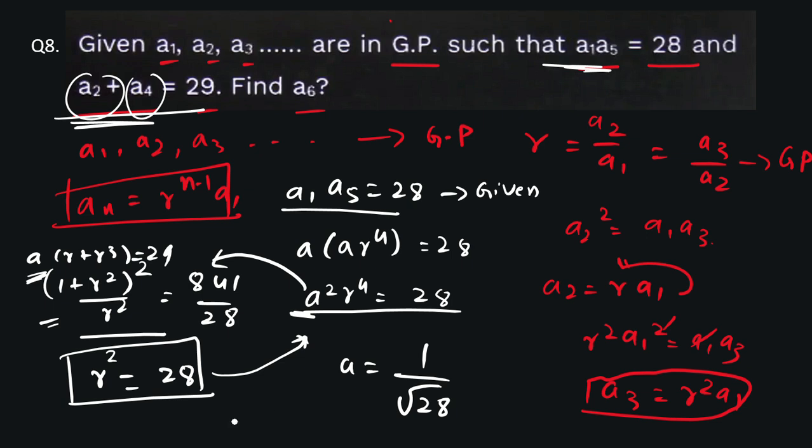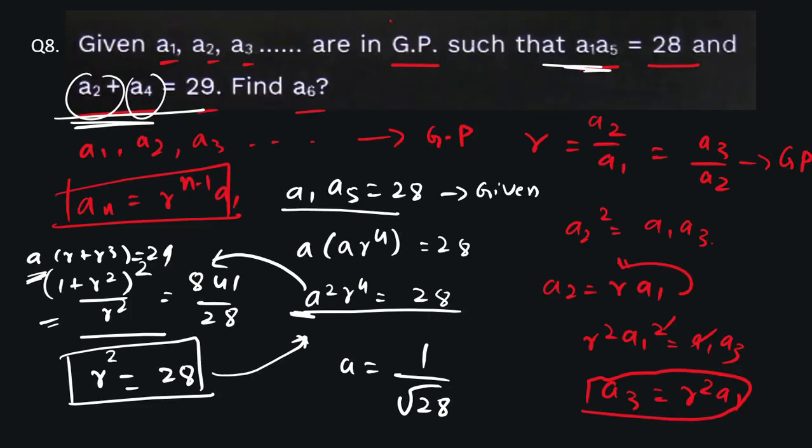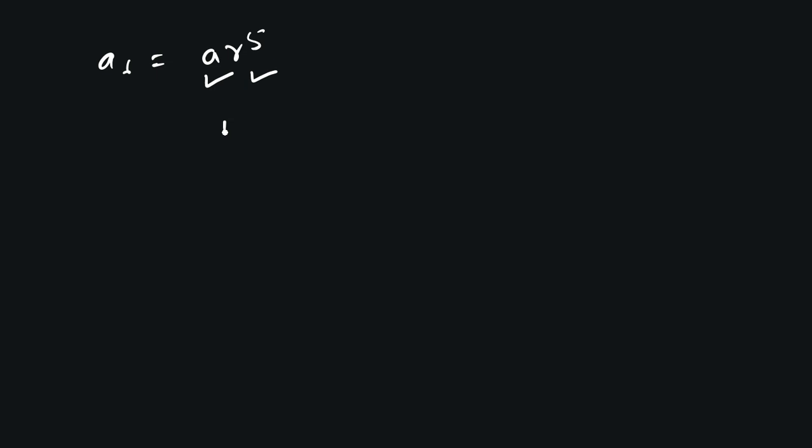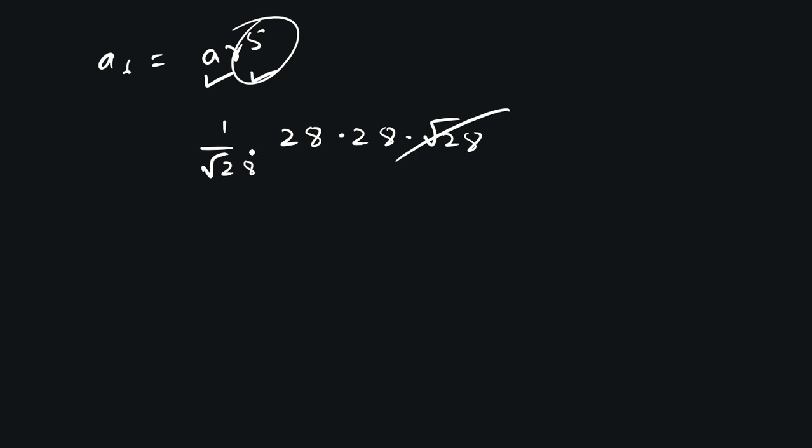Now what is A6? Which is equal to A into R power 5. Now we have value of A, we have value of R. Now let us put the value of A and R. A is 1 by root 28 and R square is 28. So 28 into 28 into root 28, which is R power 5. After cancelling out, we get 28 square. This is the answer for this particular question.